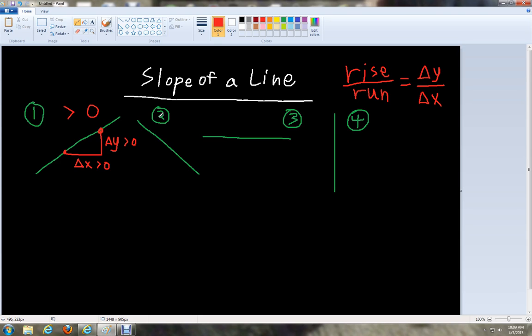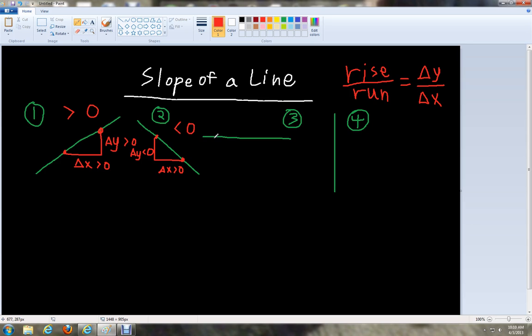Now, for the second type of slope we have for line, this is called negative slope. And the negative slope, you can see that the y values, the rise is decreasing. It's going down. So delta y will be negative. And then the run is the same as the last. It's positive. The x values are increasing. So we know that a negative divided by positive has to be negative. So that's why it's negative slope. So negative.